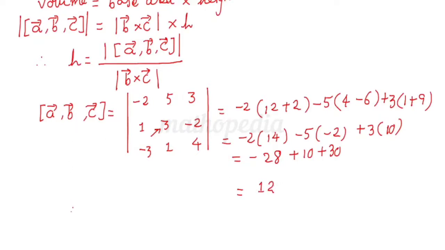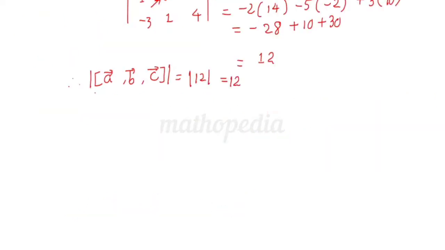So therefore, the volume of the parallelepiped, that is the modulus of the box product ABC, is equal to modulus of 12, that is 12. We have found the volume of the parallelepiped.